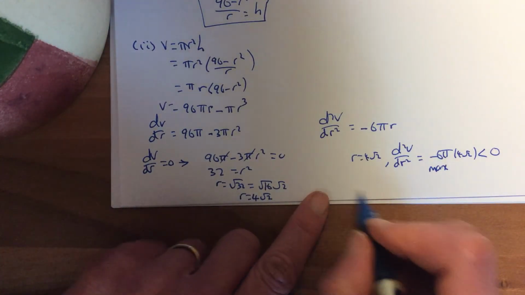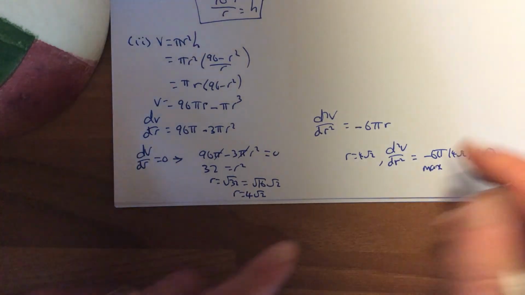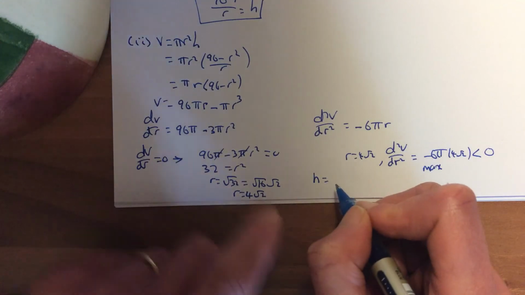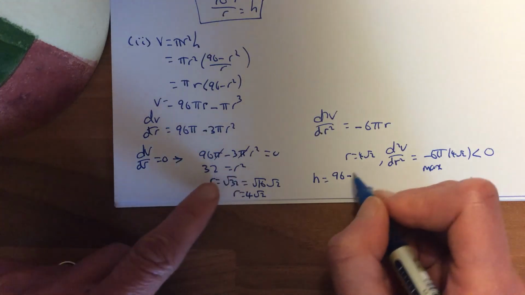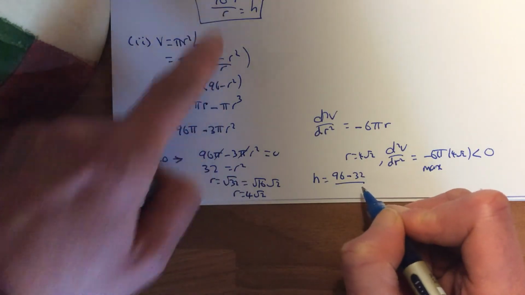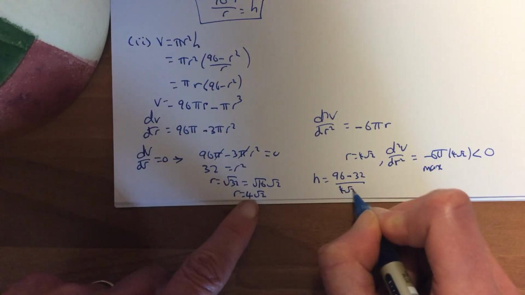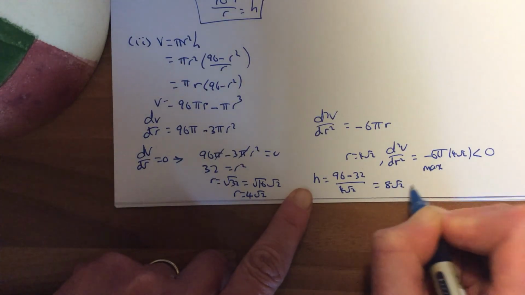And the question wants you to find the height. Bring out a space here. The height from up there is 96 minus your r squared, which is 32, over your r, which is 4 root 2. And just putting that in your calculators, you get 8 root 2.